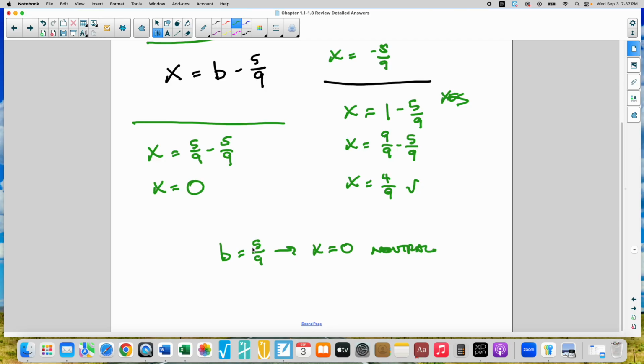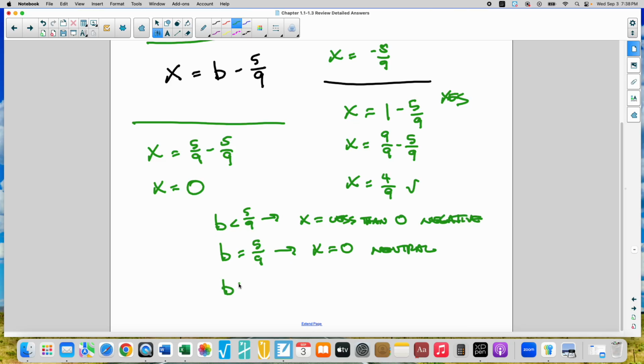When my b value is less than 5/9, my output, my x, is actually going to be negative. It's going to be less than 0. Let's write less than 0, which is negative. So that doesn't work because my output needs to be positive.